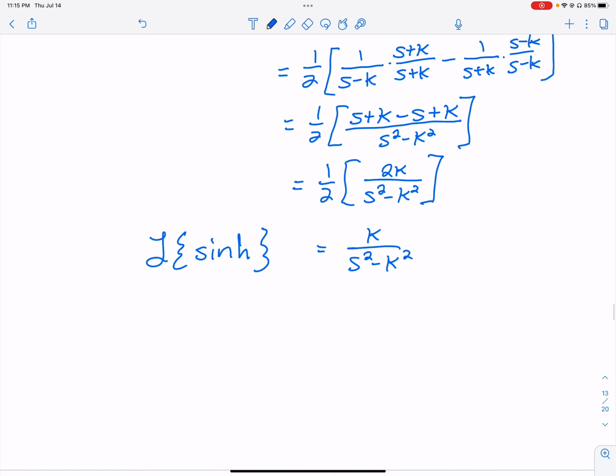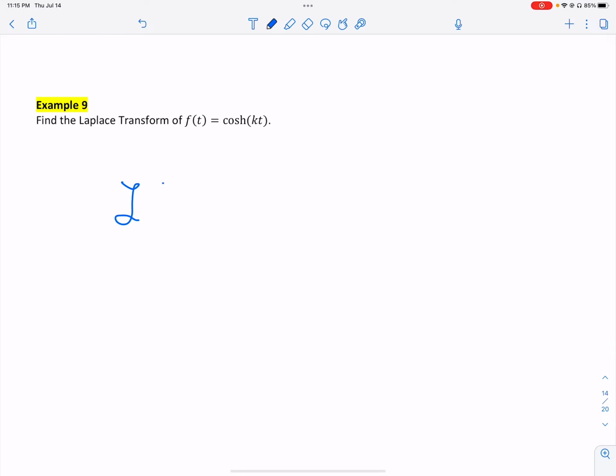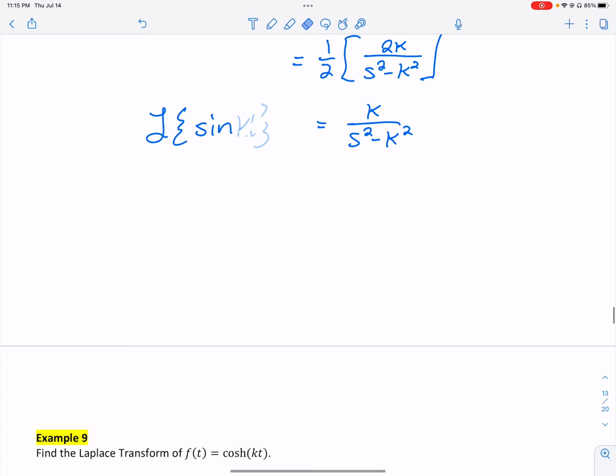Nice and pretty. And this is KT. There we go. I'm going to give you this one, but I would encourage you to try it. It's not hard. It's just like that last one. Let me give you the definition for this too. And I didn't make this the hyperbolic sine. I just realized that. There we go.